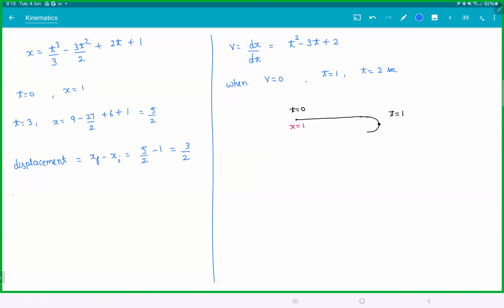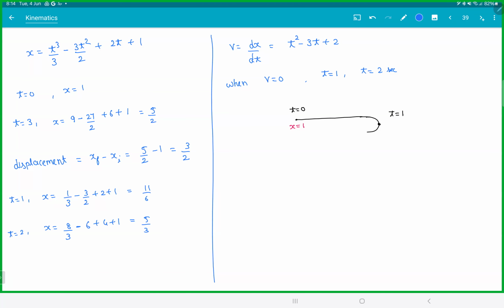So at t is equal to 1, where are you? At t is equal to 1, x value will be 1 by 3 minus 3 by 2 plus 2 plus 1. That is 11 by 6. That's fine. For t is equal to 2 also, 8 by 3 minus 6 plus 4 plus 1, 5 by 3.